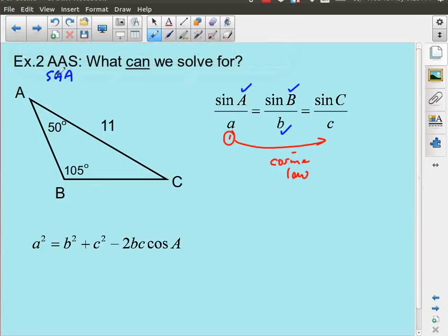Okay, so for side, angle, angle, you can see I'm going to start with the sine law, but then I would have to go to the cosine law for step 2. Let's just label that as step 2. And I don't know which of those I would use.